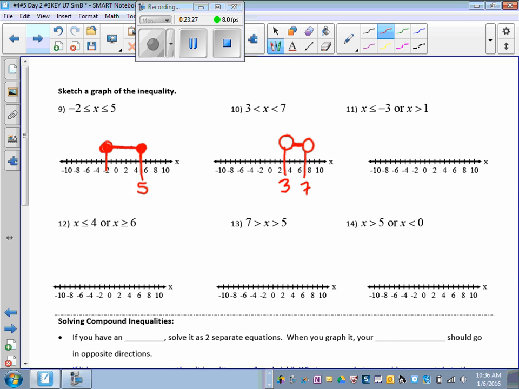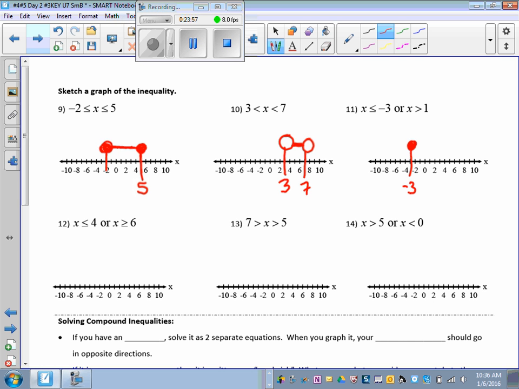All right, number 11. Now we finally have an or statement. So we should see your arrows go in opposite directions. Make sure your X's are on the left side. If it's not on the left side, flip it around so it'll help you out. So I have -3. So let's mark that. Is this an open or a closed dot at -3? Okay, -3 is a closed dot.